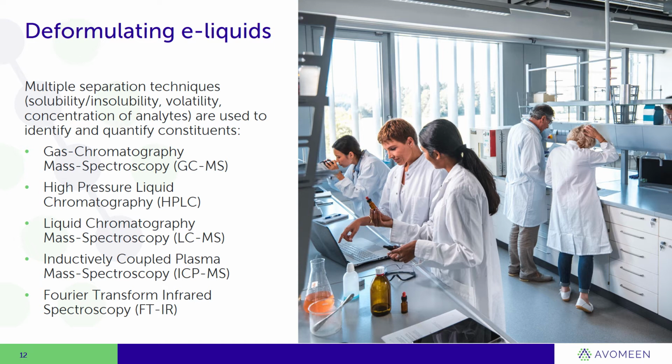One we use is GCMS, which is gas chromatography mass spec, to analyze volatile chemicals; high pressure liquid chromatography with mass spec to help in identification of unknowns; ICP-MS, or inductively coupled plasma mass spec, for trace metals analysis or elemental composition. We can do an FTIR. Please refer to the Avomeen website for a more in-depth description of these techniques.